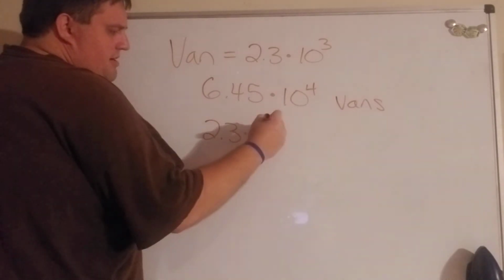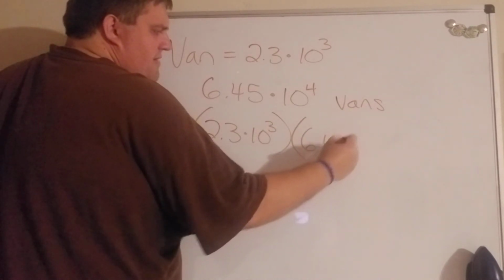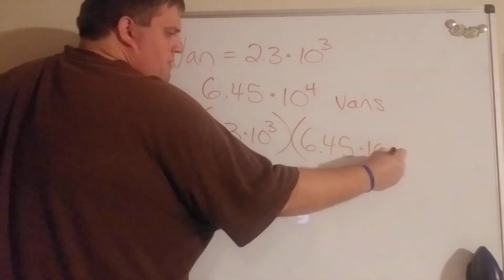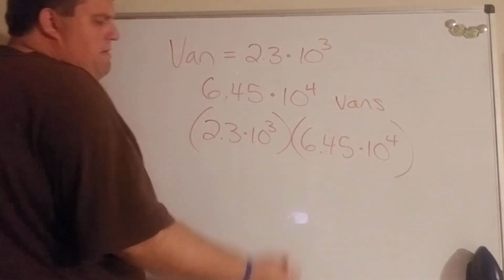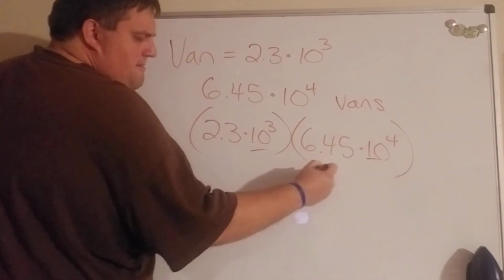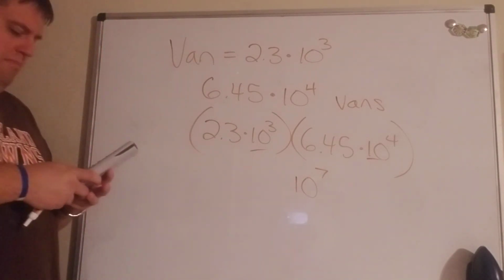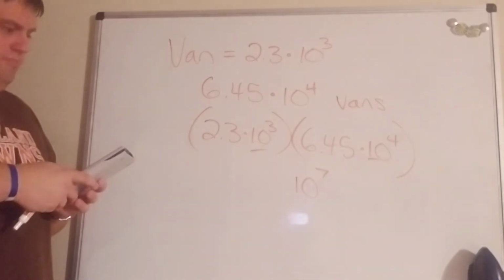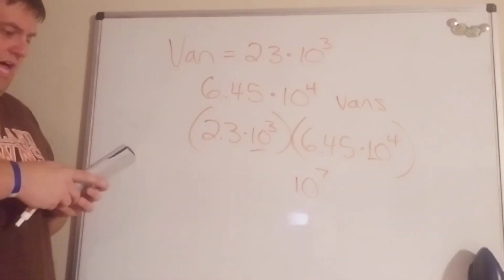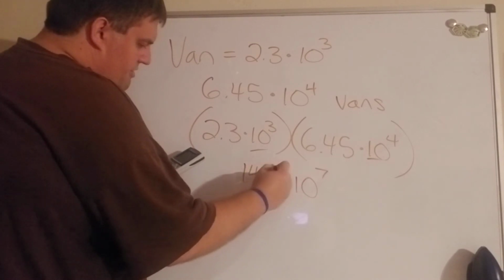2.3 times 10 to the third, and we're going to multiply that by 6.45 times 10 to the fourth. And remember, when we multiply, we keep the base and add our exponents. That's 10 to the seventh. And then we'll multiply those numbers out in front. So 2.3 times 6.45 gave me 14.835.